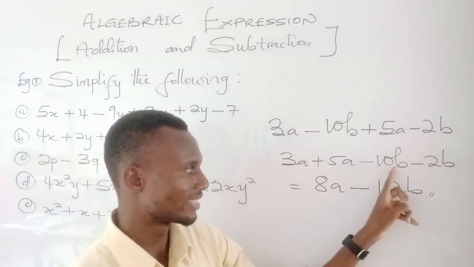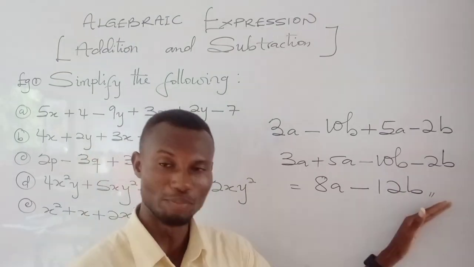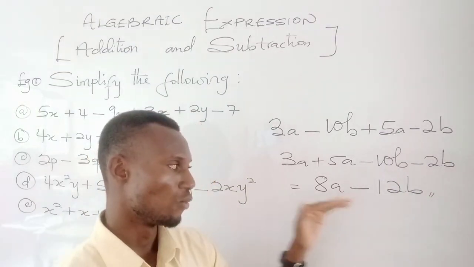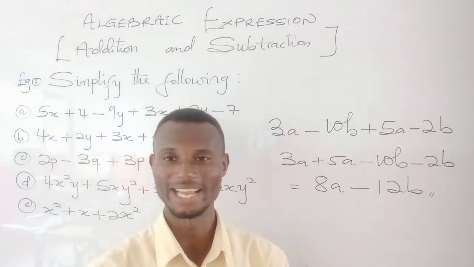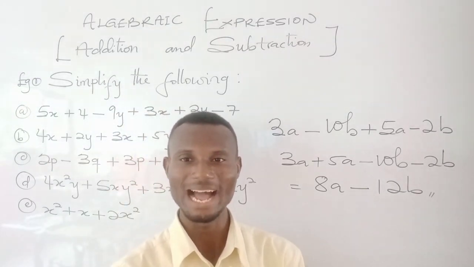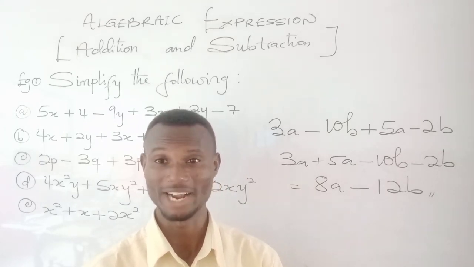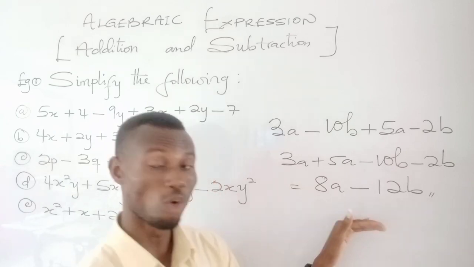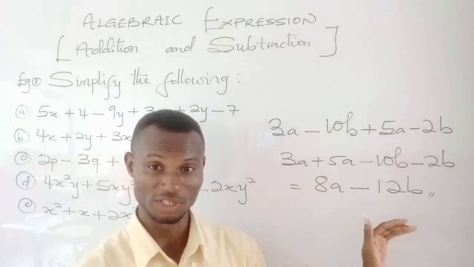Okay, so the minus 10B minus 2B gives minus 12B. In case you don't understand how we got the minus 12B, that's the explanation. Here we are applying the knowledge of addition and subtraction of integers. I hope the explanation is clear enough up to this point.